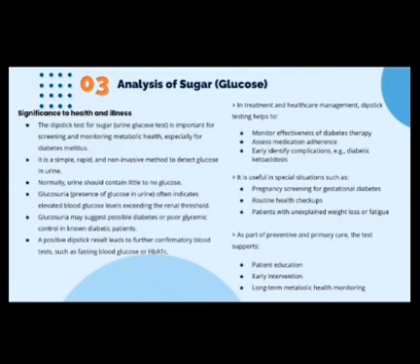Significance to health and illness. In treatment and healthcare management, dipstick testing helps to monitor effectiveness of diabetes therapy, and also identify early complications, for example, diabetic ketoacidosis. It is useful in special situations such as pregnancy screening for gestational diabetes, routine health checkups, and as a part of preventative and primary care. The test supports patient education and long-term metabolic health monitoring.